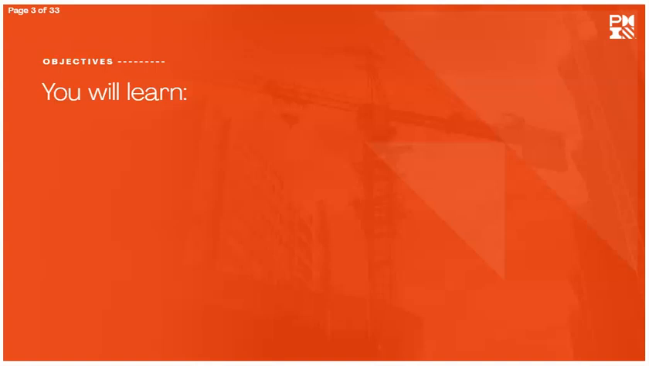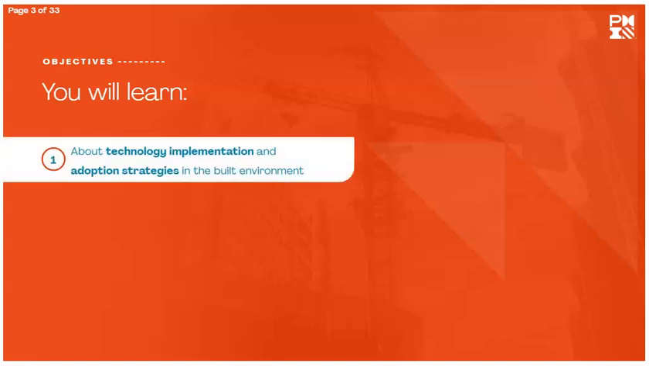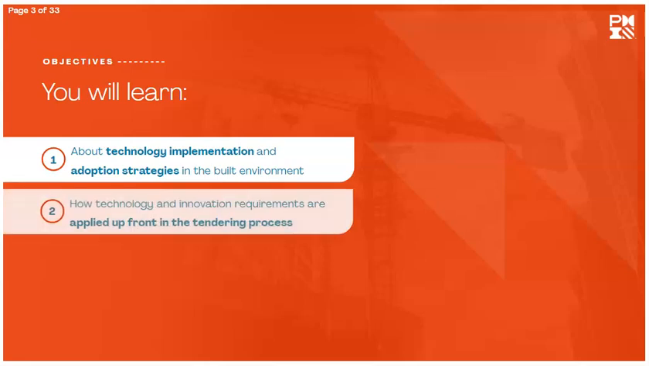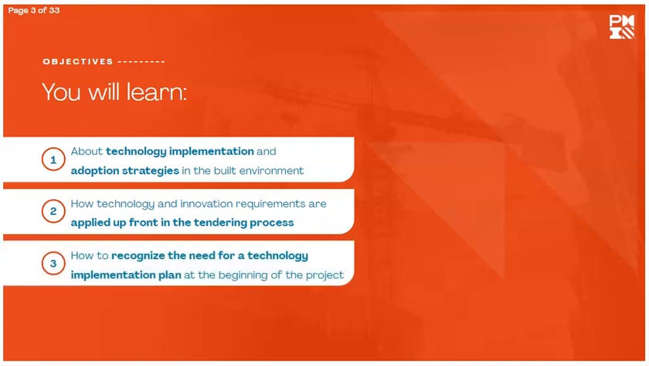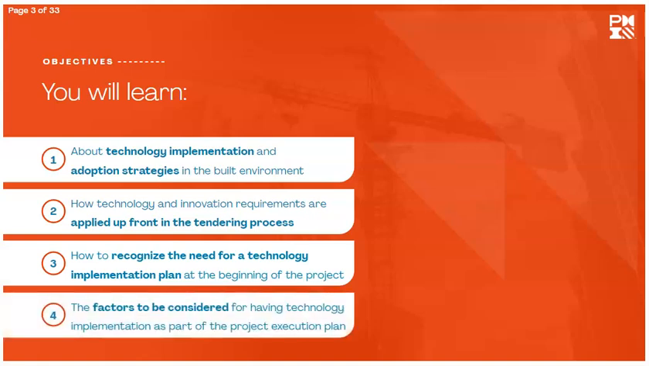You will learn about technology implementation and adoption strategies in the built environment, how technology and innovation requirements are applied up front in the tendering process, how to recognize the need for a technology implementation plan at the beginning of the project, and the factors to be considered for having technology implementation as part of the project execution plan. Let's get started. Click Next.